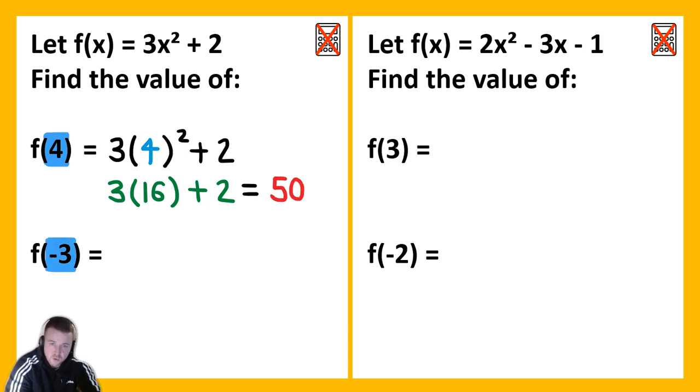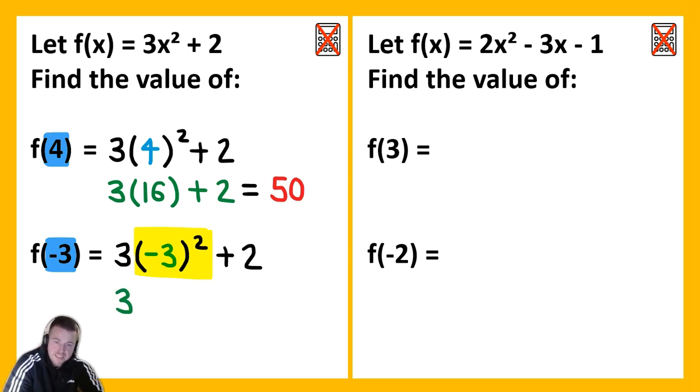For the next part of the question, again, taking care when substituting negatives and always use brackets in place of x. 3 lots of negative 3 squared plus 2. Again, I'll need to use BIDMAS to complete negative 3 squared first. And multiplying a negative by a negative will give me a positive. So in this case, positive 9. I need to multiply this by 3 before adding 2. 3 times 9 is 27, and adding 2 gives me 29.